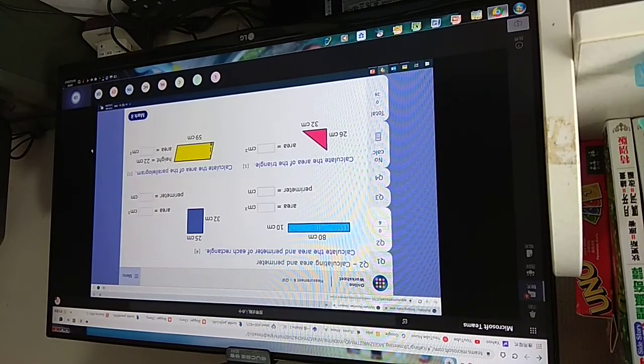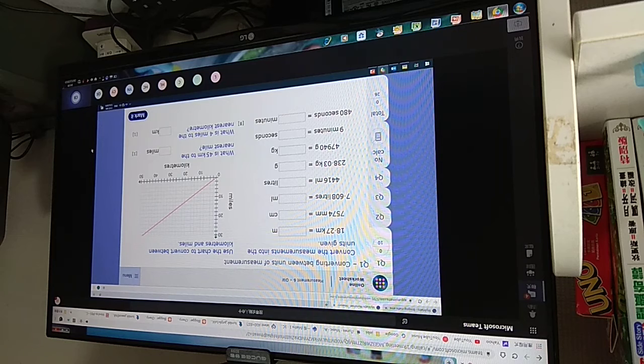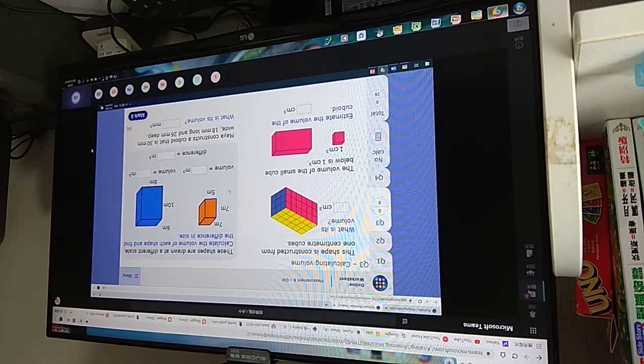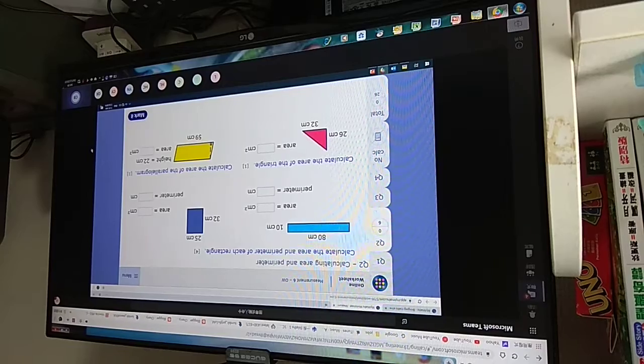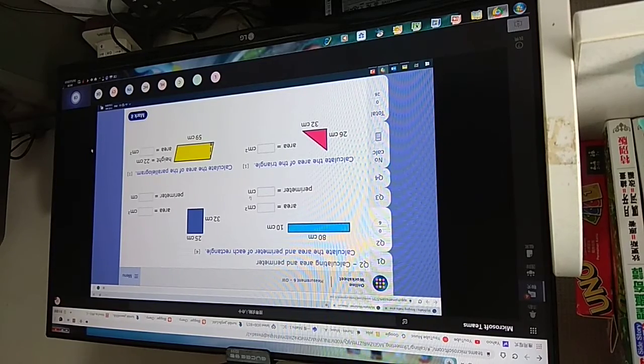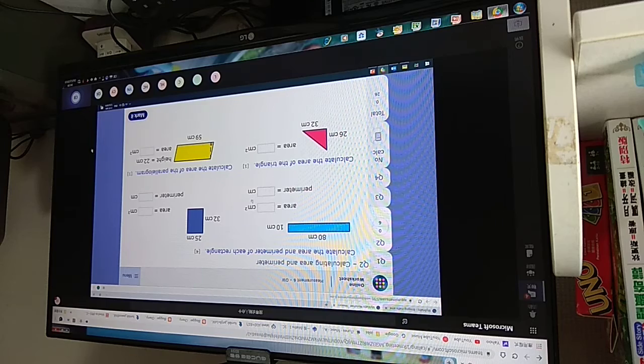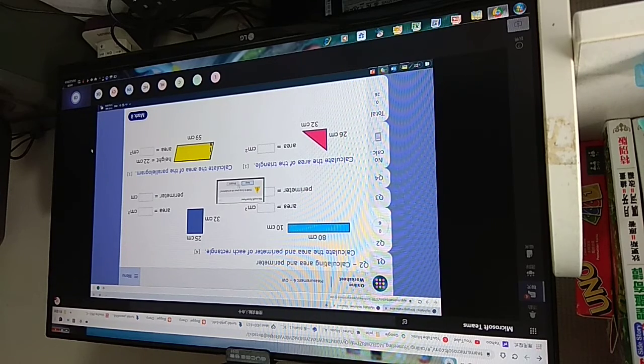So maybe here I can give you some time, maybe 10 minutes. Okay, give you 10 minutes. So you can make use of these 10 minutes to work on 5.4.7, as well as 5.5, because I can share the 5.5 with you. Because 5.5 should be similar to the previous question. I can open the 5.5 first.